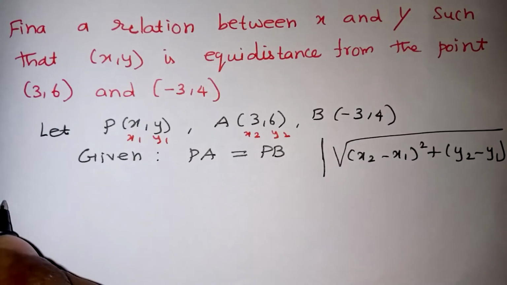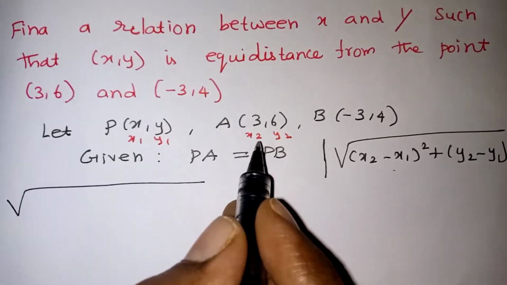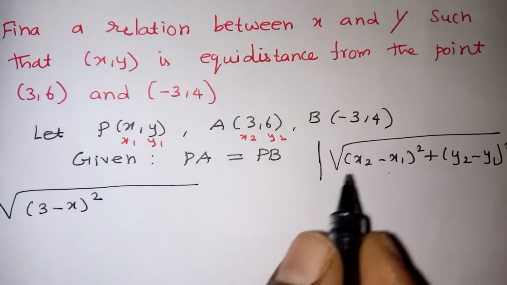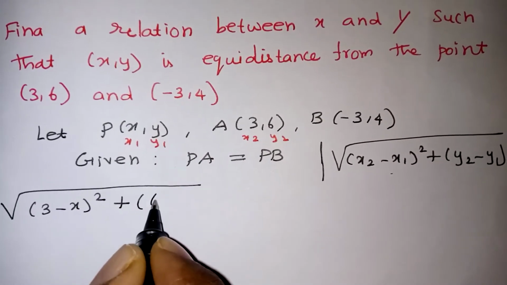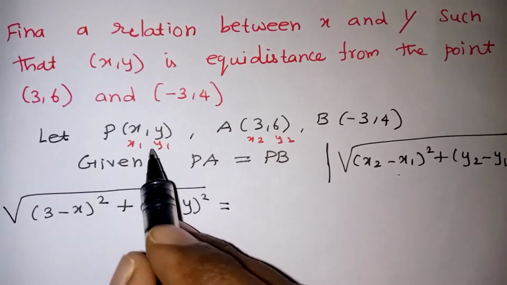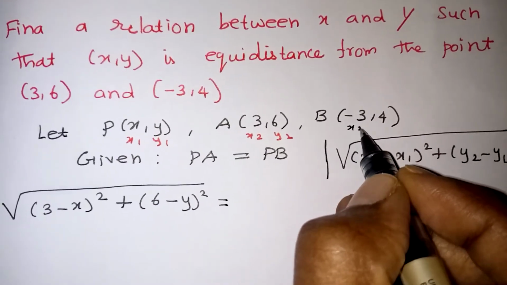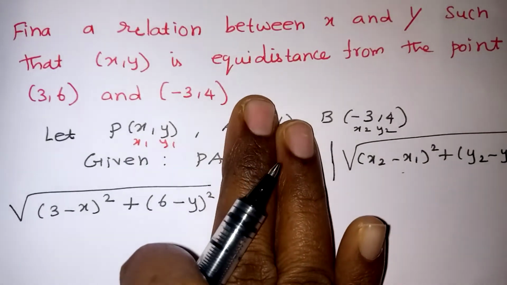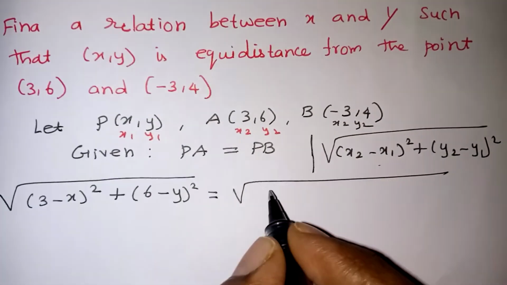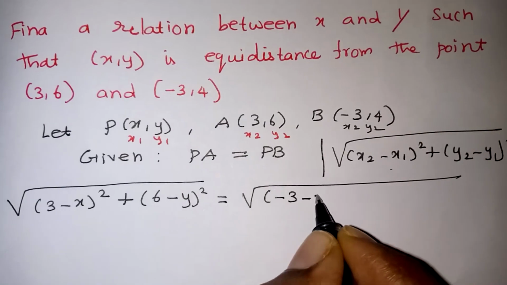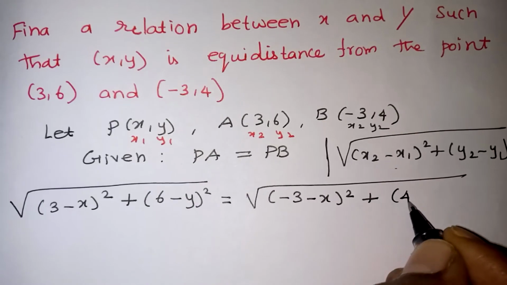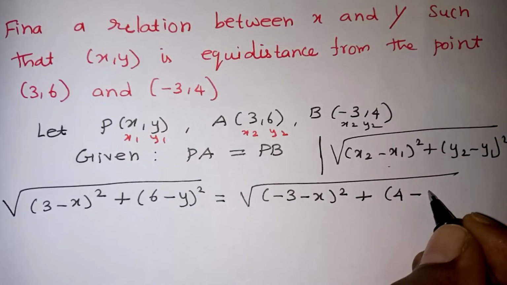So for PA, root of x2 minus x1, that is 3 minus x the whole square, plus y2 minus y1, y2 is 6, y1 is y, the whole square, which is equal to PB. P and B you have to take. So this also x2, y2 only. We have to hide the A value. Now root of x2 is minus 3, so minus 3 minus x the whole square, plus y2 is 4, 4 minus y1 which is y, the whole square.